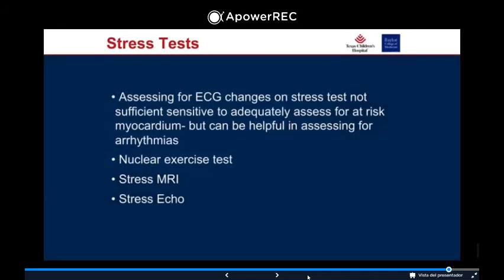Stress test is a whole other category. One thing I would say, just remember, is that a plain stress test, just climbing on and looking at the EKG, is not sensitive enough in our patients to assess for at-risk myocardium, but I do find it sometimes helpful in making sure that they're not going to be having arrhythmias before going out and playing.